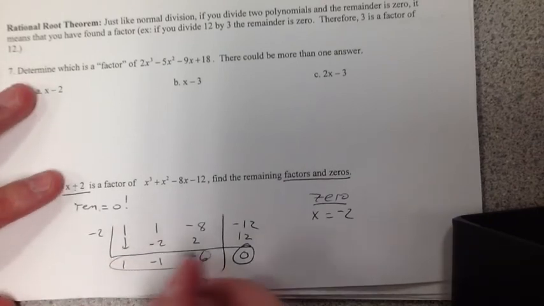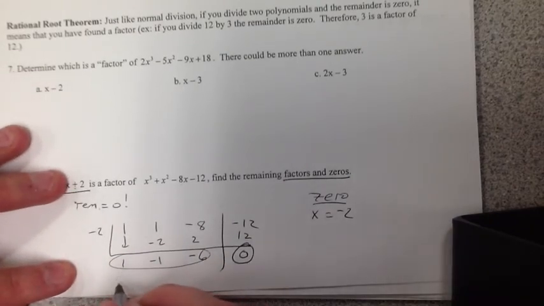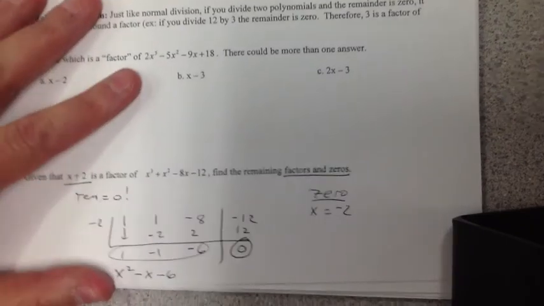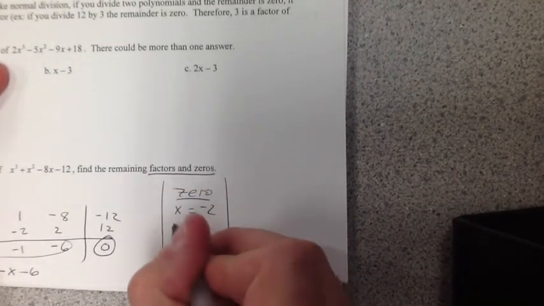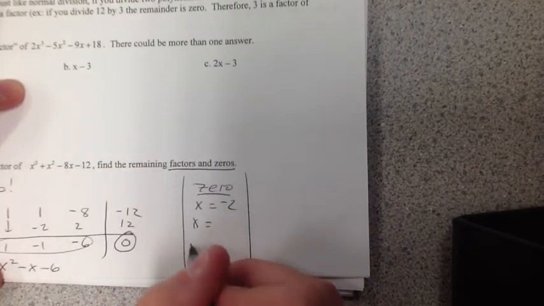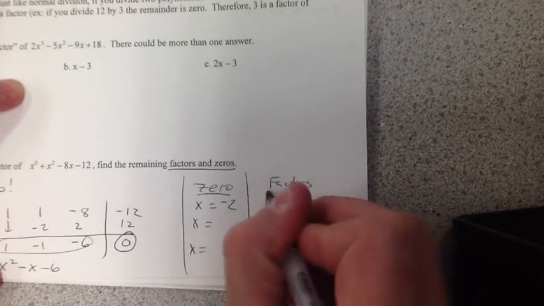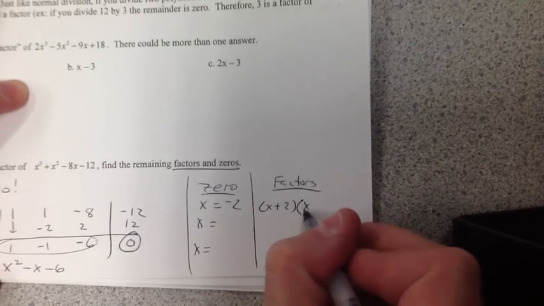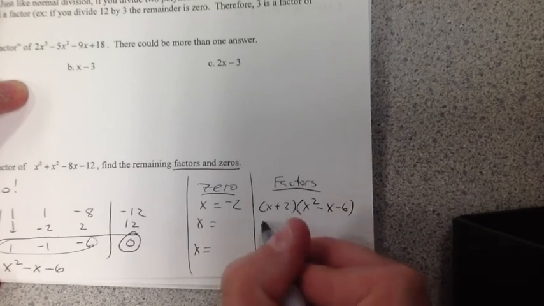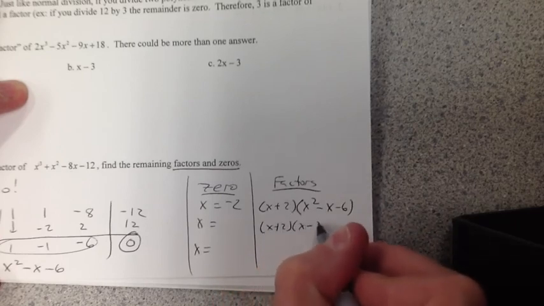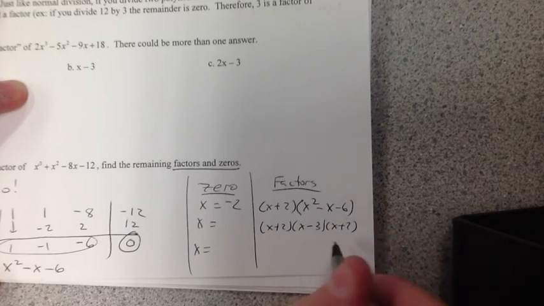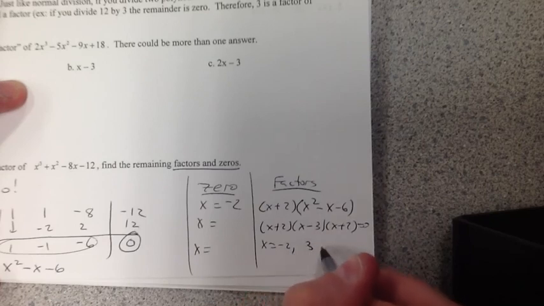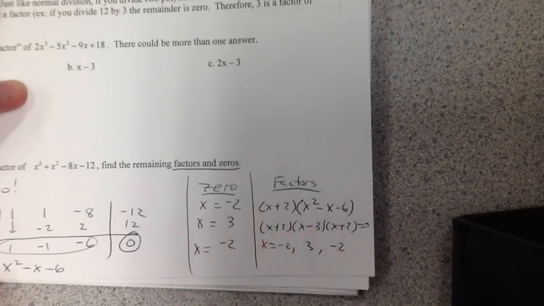So to get my remaining ones, I look at my reduced polynomial. This becomes x squared minus x minus 6. And I can factor that. So here's all my zeros. I'm going to get 3 of them because my power here is 3. But over here I'm going to look at my factors. I already have the factor x plus 2. But now I have my reduced polynomial, this x squared minus x minus 6. I can factor that. X minus 3, x plus 2. And if I set them equal to 0, I get x equals negative 2, 3, and again, negative 2. And those are my zeros.